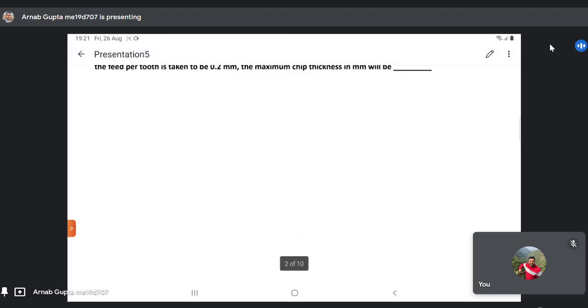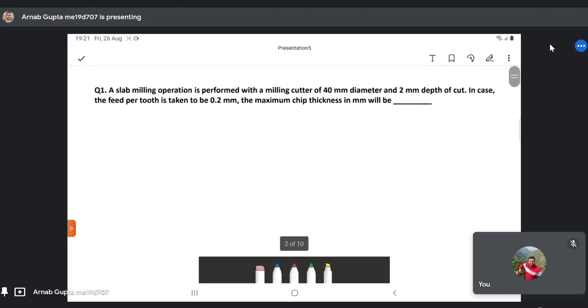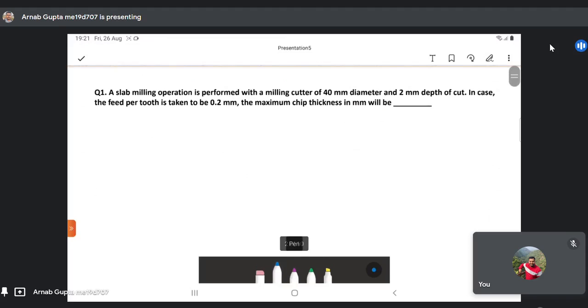Coming to the first question, it's based on milling operation. A slab milling operation is being performed with a milling cutter of 40 mm diameter, 2 mm depth of cut, and the feed per tooth. So it's not the feed motion of the tool alone, rather the feed which is being provided per tooth is taken as 0.2 mm. So you have to calculate the maximum chip thickness in millimeter.